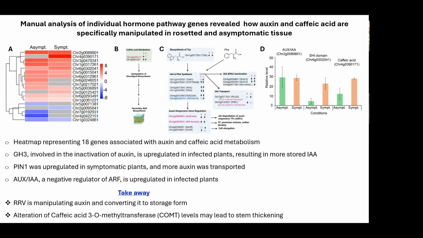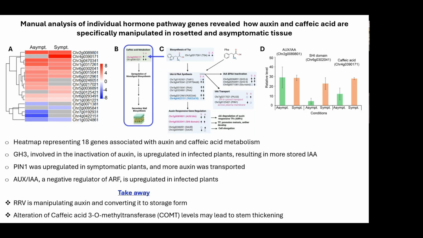So we went ahead to manually analyze individual hormone pathways, and it revealed auxin and caffeic acid specifically manipulated in rosetted and asymptomatic tissues. We identified 18 genes which are associated with auxin and caffeic acid metabolism. As you can see, these are the 18 genes which we worked on. First we started to look at the caffeic acid, and we found one gene, caffeic acid methyltransferase, a key gene involved in production of caffeic acid.